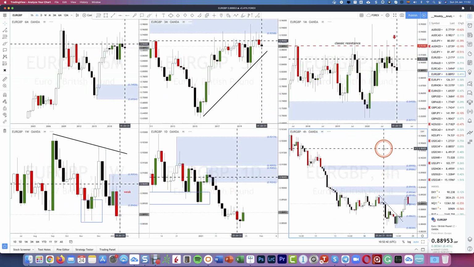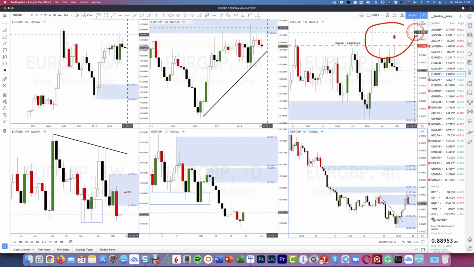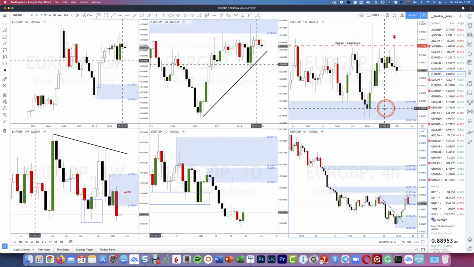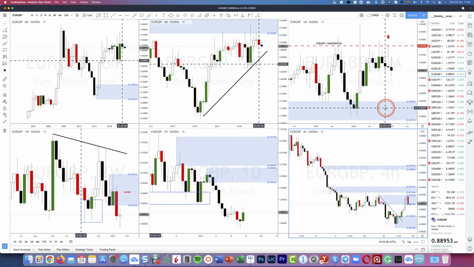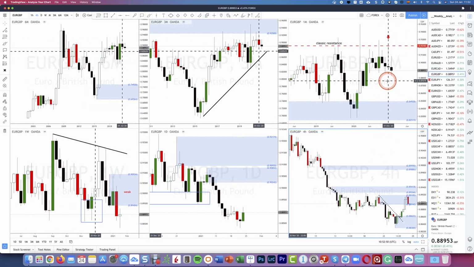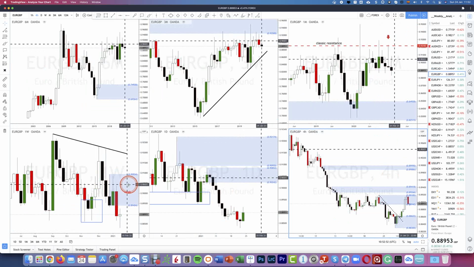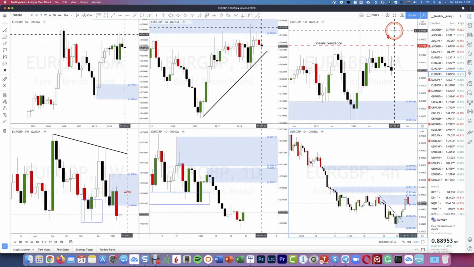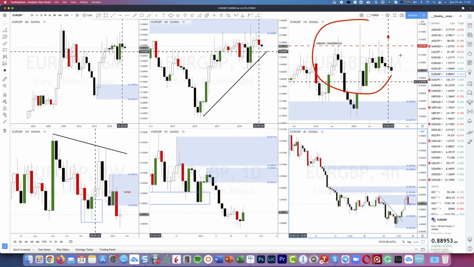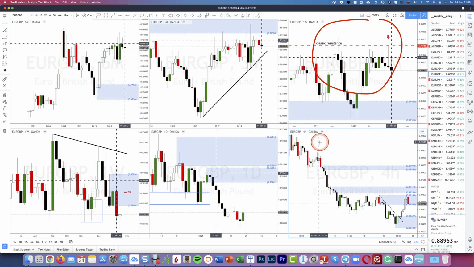On the Euro Pound, we have the monthly bearish price action. No longs are allowed, but also no shorts are allowed. This is what happens when price is consolidating. So we have this price action here. It's very difficult to trade, okay?